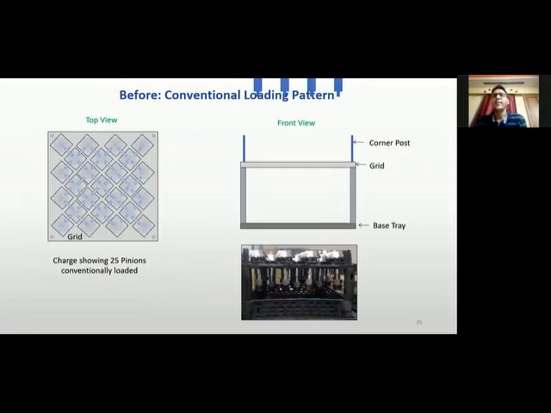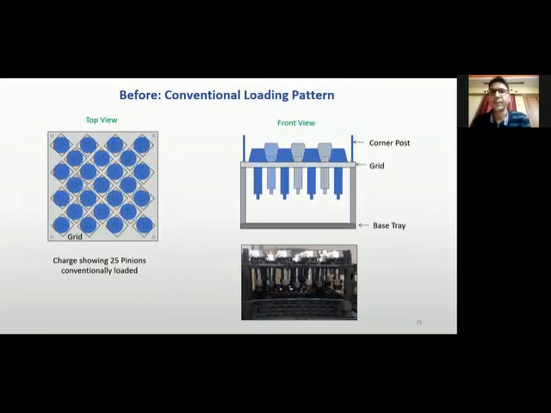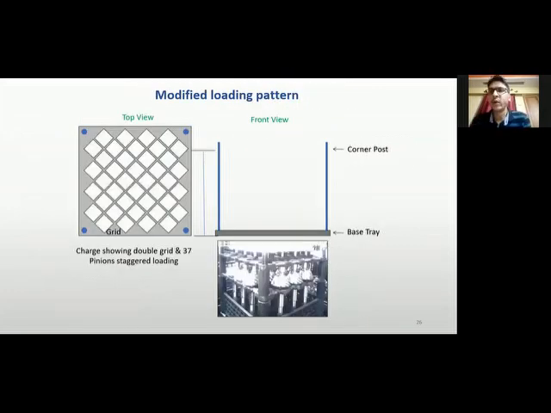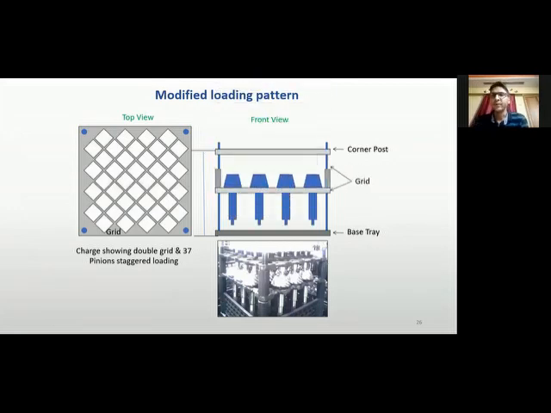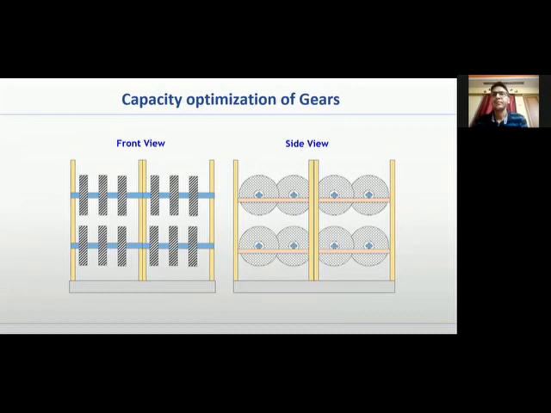This is the schematic view of that improvement. This is the before condition. We have loaded the component in a single layer, and this is the after, modified loading pattern. We have loaded a double loading pattern by avoiding the shadow effect of the component. The components are loaded one over another, so we utilize the capacity to the maximum here.